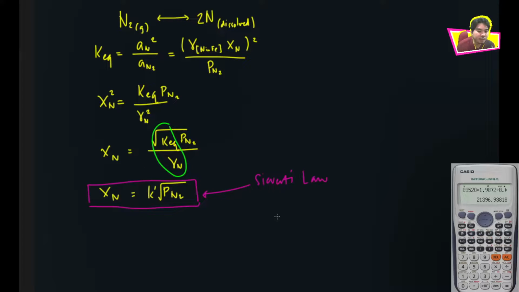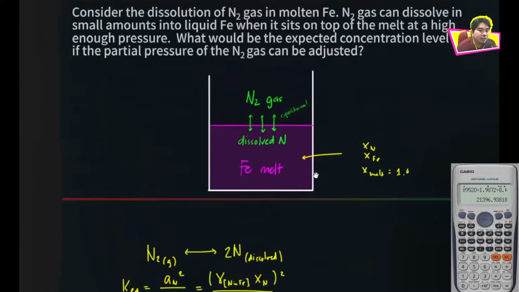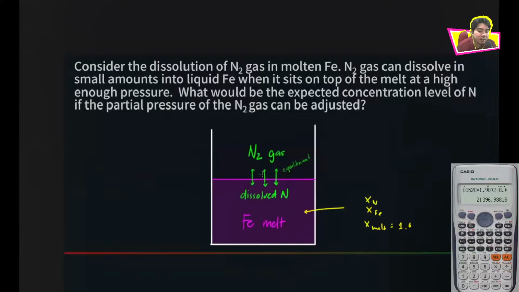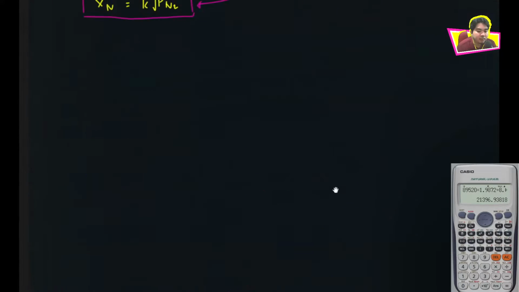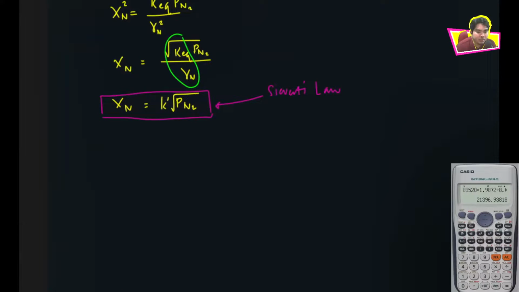And Sieverts' law is applicable to diatomic gases, no? So when you have a diatomic gas, this is how Sieverts' law is stated, no? Whenever you have a diatomic gas, the dissolved metal is proportional to the square root of the partial pressure of the gas hovering above it. Okay, and this is exactly the case. No, meron kang dissolved metal, and there is a gas hovering above that dissolved metal. Okay. Yeah. So let's look at other examples.